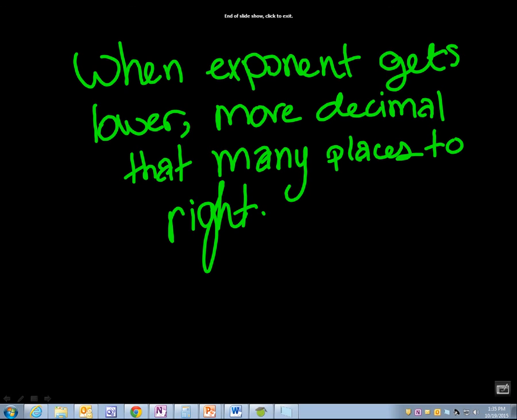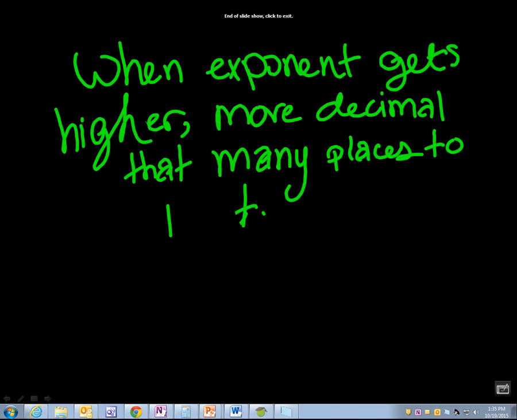So when the exponent gets lower, move the decimal point that many places to the right. So if you had to go lower by 3, it would move to the right by 3. And in contrast, when it gets higher, you move that many places to the left.